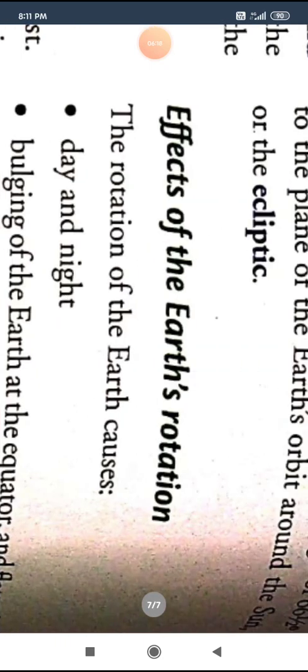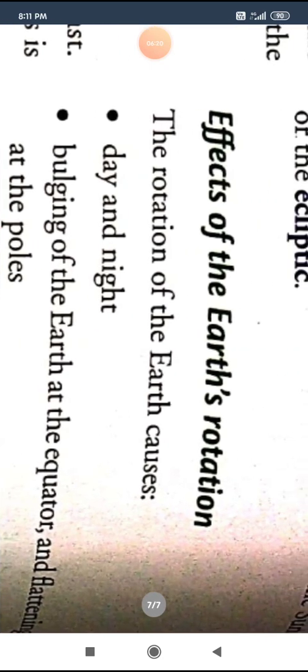Now what is the effect? What is the effect of the Earth's rotation?